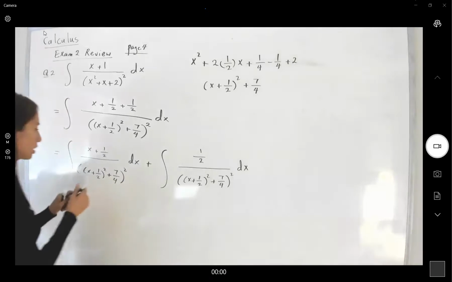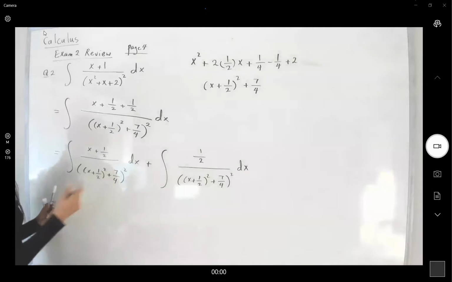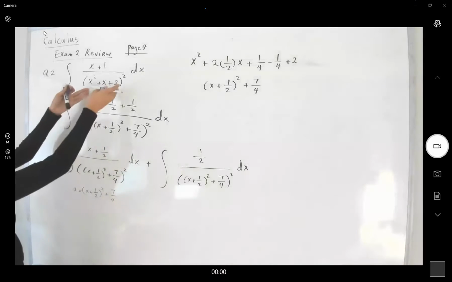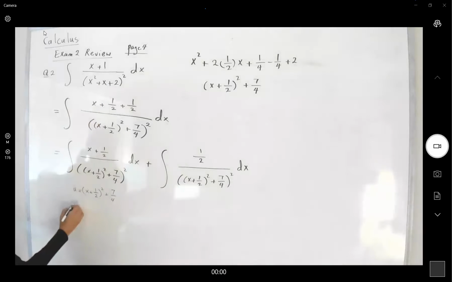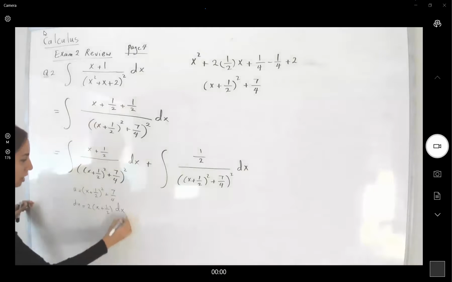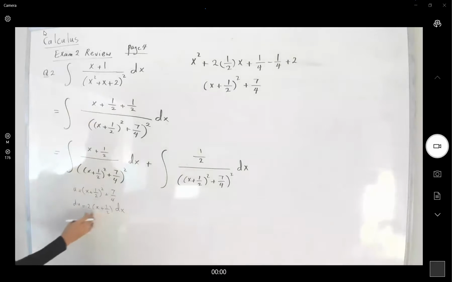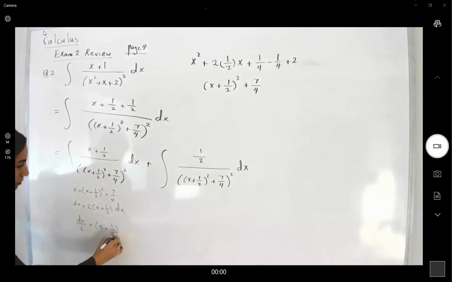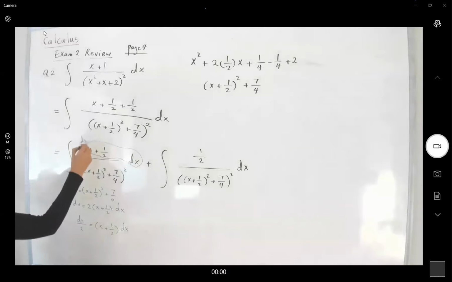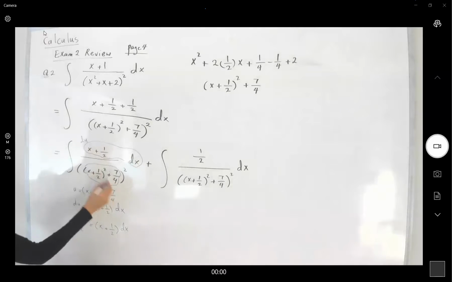So now for this part, you can take this quantity inside your parentheses to be u. u is going to be x plus a half squared plus 7 over 4, which was our original quantity here. So du is going to be 2 times x plus a half dx. So x plus a half dx is equal to du divided by 2. So this du divided by 2 is equal to x plus a half dx. This is du, and this is your u squared.